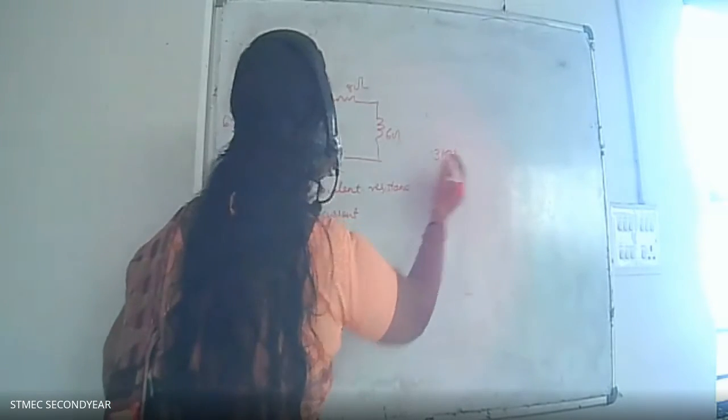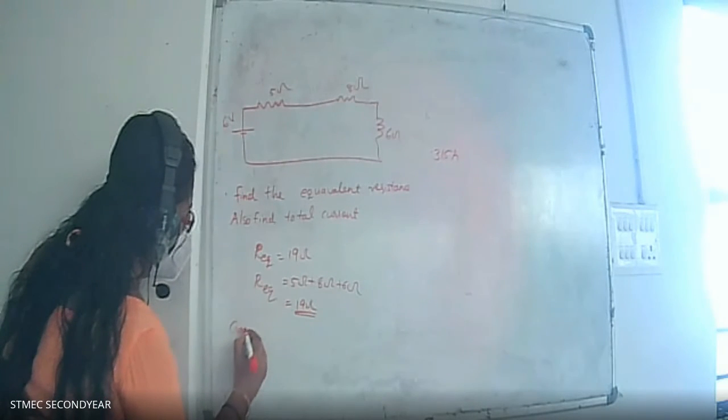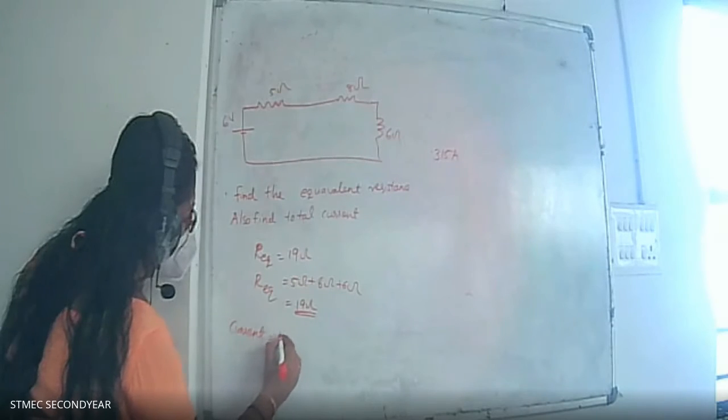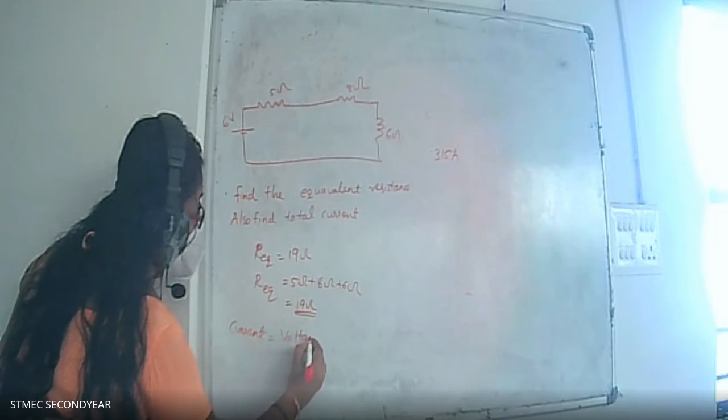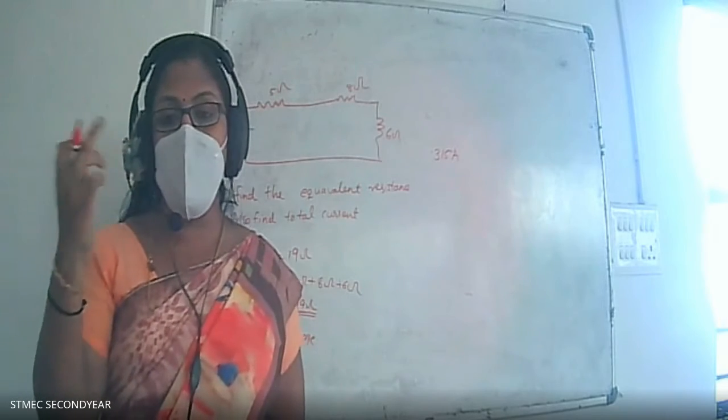Right. So how will you get this current? I am asking to find the total current. How will you get current? Current is equal to voltage over resistance. We can apply Ohm's law. Okay, so that is the thing you should remember. We can apply Ohm's law.